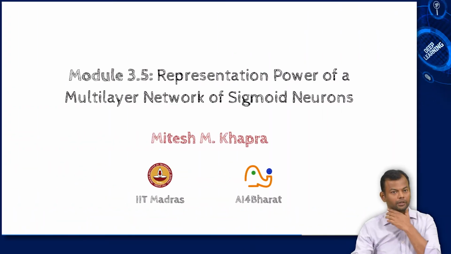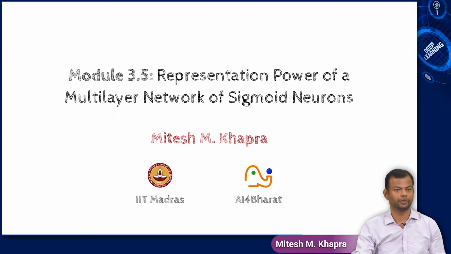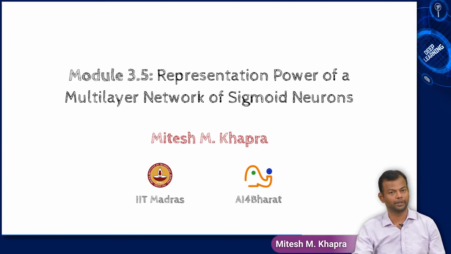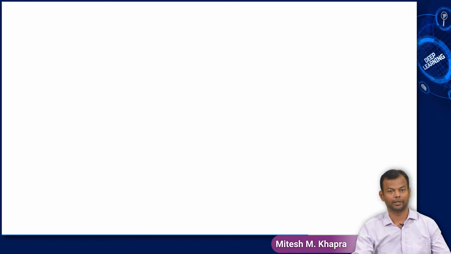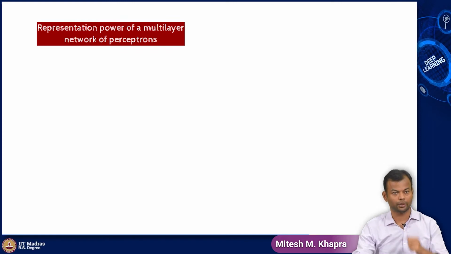So welcome back. Just before we ended the previous module, I was telling you that the next topic that we'll talk about is the representation power of a multilayer network of sigmoid neurons. So let's understand what I mean by that. So just a quick recap.